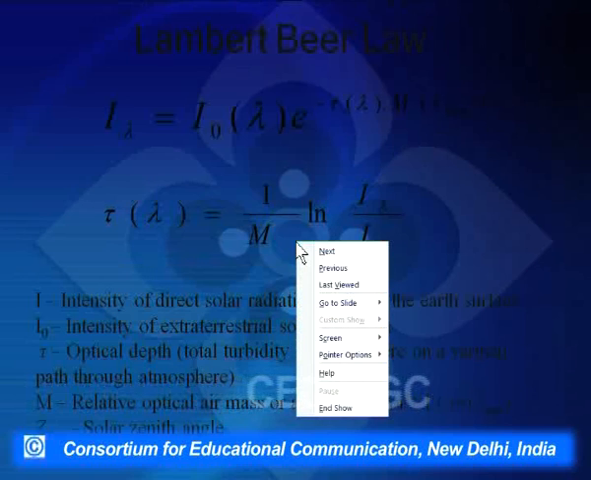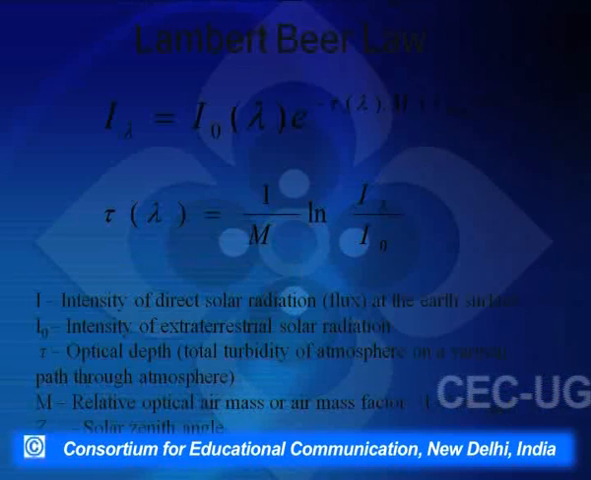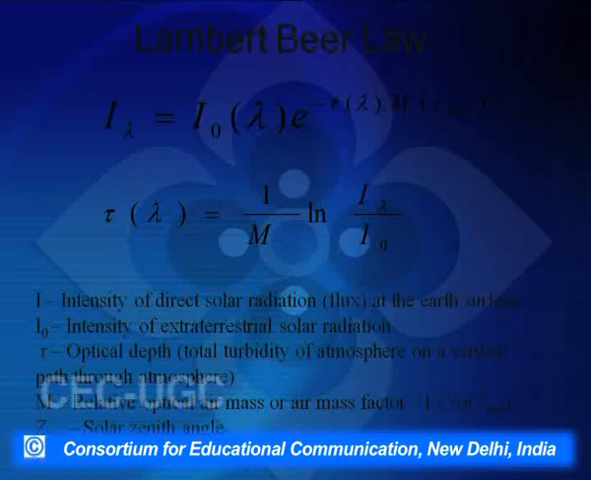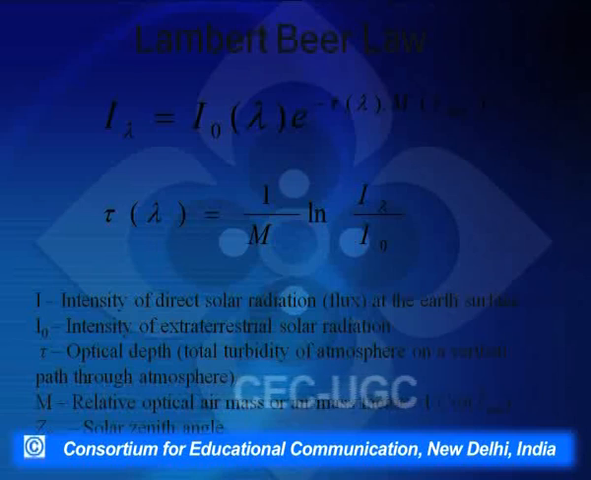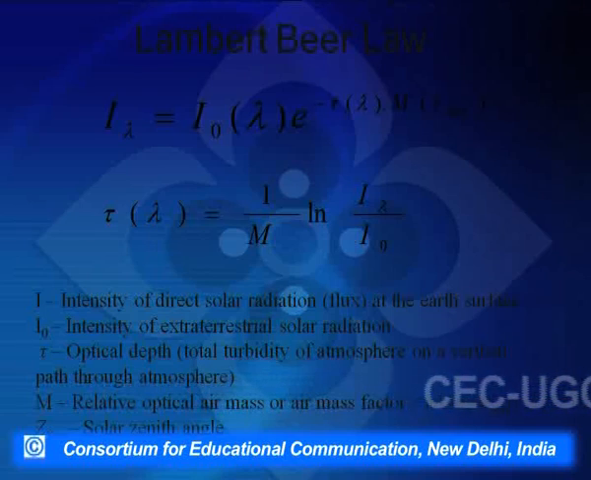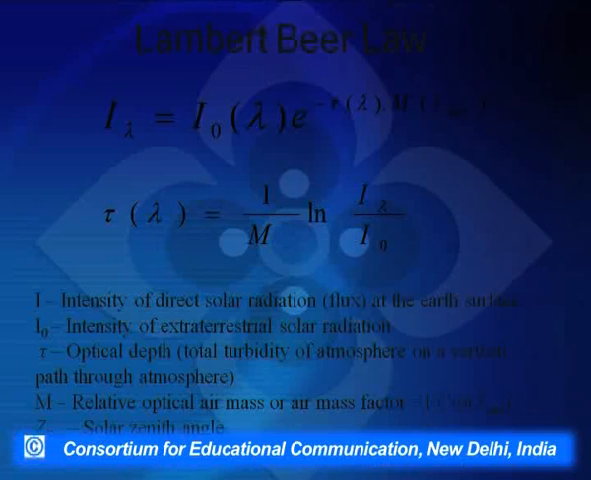Now the expression can be given in this form, that is I lambda. I lambda is the intensity of the rays after passing through the medium. I0 is the intensity at the source, and tau is the optical depth, while this m is the air mass. And finally, with the help of this expression, the aerosol optical depth can be estimated, that is tau lambda is equal to 1 upon m ln I lambda upon I0.